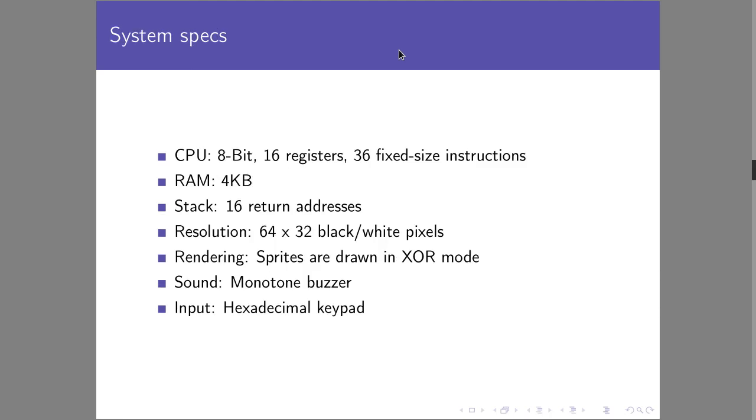This VM has system specs. It has a very, very simple 8-bit CPU with 16 registers and 36 fixed-size instructions. You have a whole 4 kilobytes of RAM. You have a stack with 16 return addresses. The resolution is 64 by 32 black-and-white pixels. Rendering is done by drawing sprites. These are drawn in XOR mode, meaning that if you draw a sprite and set a bit, it just flips over from black to white or white to black.